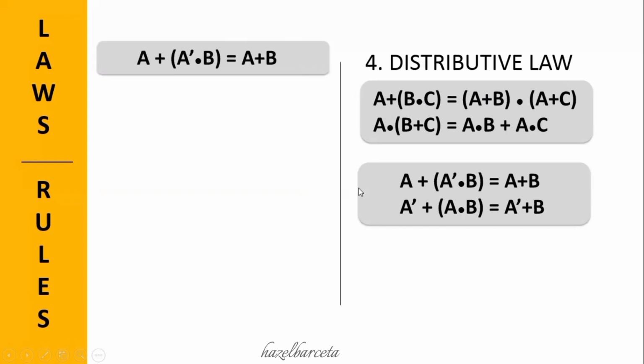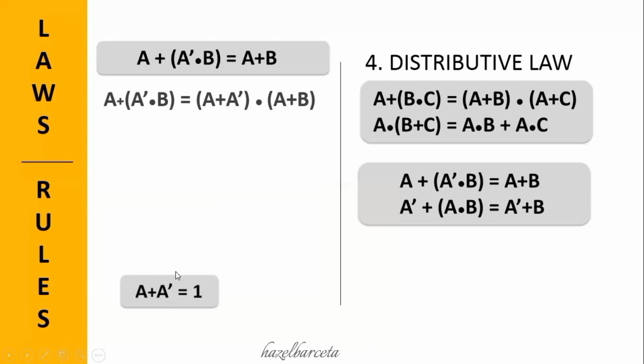So, let's prove it. The first one, A plus the quantity of A prime times B is equal to A plus B. Using the distributive, A plus B, so ito, A prime plus A prime times the quantity of A plus B, okay? But the A plus A prime, we have this law, the OR plus OR law. A plus A prime is equal to 1. Therefore, papalitan po ito natin ng 1. Then, times natin sa A plus B.